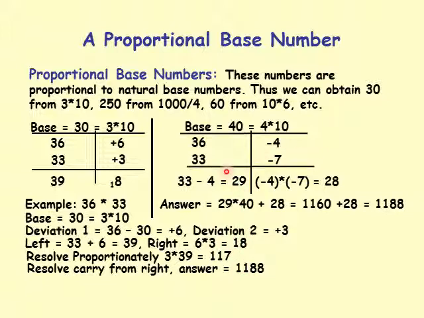And if you want to do it the other way, 29 times 4 is 116, and 2 gets carried from the right. So 116 plus 2 from the right is 118.